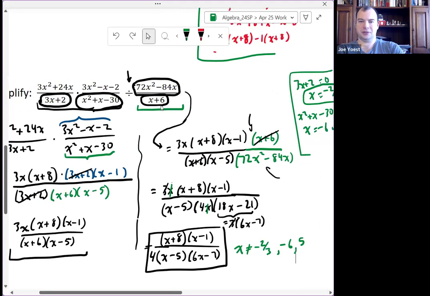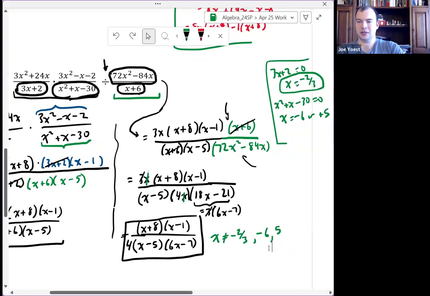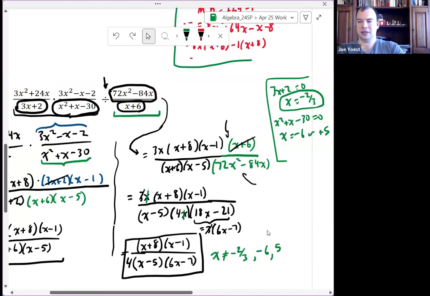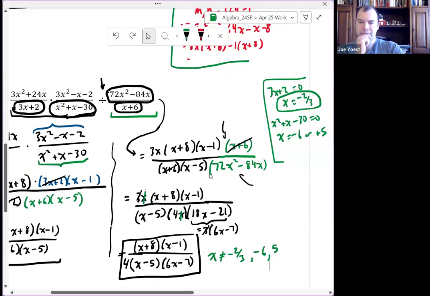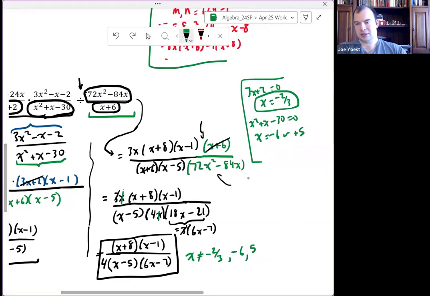When is x plus 6 equals 0? Well, of course, that's just when x equals negative 6. We've already got that one taken care of. We don't have to append anything. And then when is 72x squared minus 84x equals 0? Well, we know that factors into what? Well, 4x times 3, that was 12x times 6x minus 7. That's when x equals 0 or x equals what? 7/6.